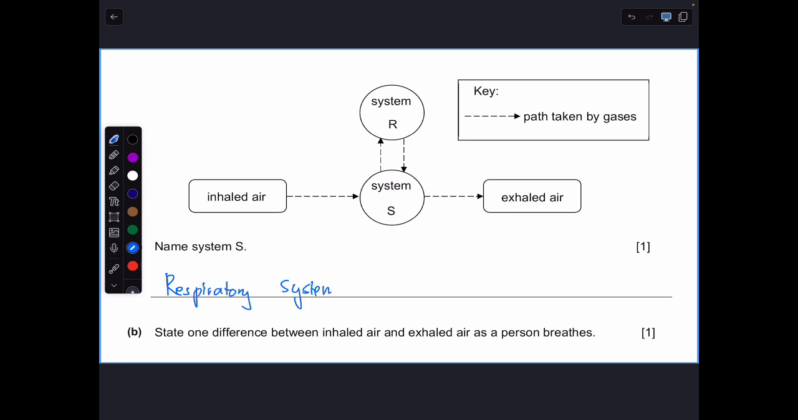Now strangely, a lot of you fail to recognize that they're asking for a system. You gave me organs instead. A lot of you tell me it's the lungs. So this tells me that you did not understand the requirement of the question. Hello, system does not equal organs. Organs that are in the respiratory system include your nose, your windpipe, your lungs. But they're asking for the system, which is made up of the different parts.